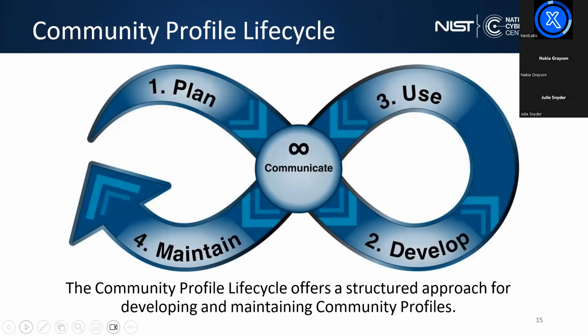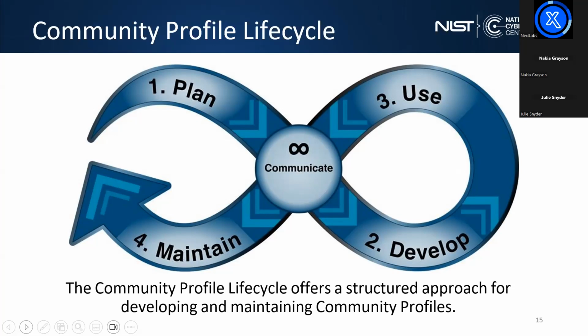The community profile lifecycle that is in the draft guide is intended to help communities think through the process of creating a community profile. The life cycle starts with plan, which is when the community identifies its needs, determines the scope and types of information that need to be in the profile, and identifies who will participate in the process. From there, we move on to develop, which is when the community is working to identify shared priorities and align those with the cybersecurity outcomes in the CSF core.